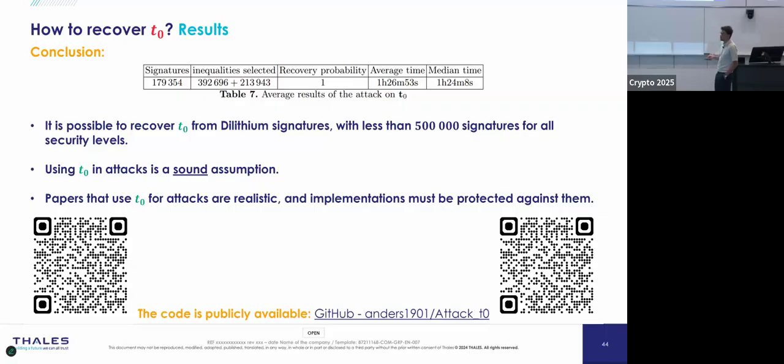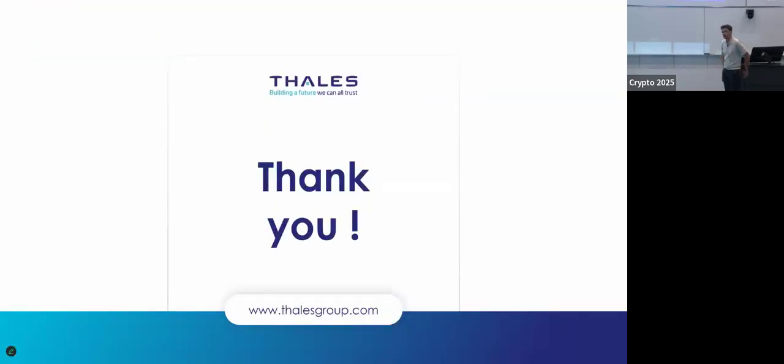Finally, the code of the attack is publicly available, so you can try to optimize it yourself or use it for your own implementation if you want. Before my last sentence, I just want to say that we didn't try to optimize the radius nor the number of inequations because we were happy with the results. But there is a high probability that there is room for improvement and that it is possible to recover T0 with even fewer signatures. And thank you for your attention.